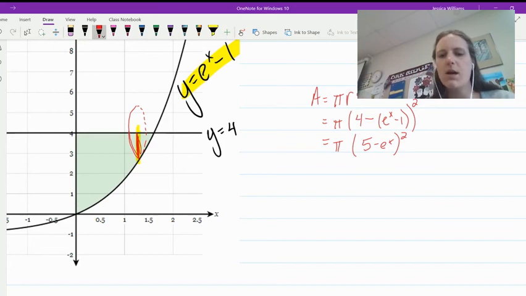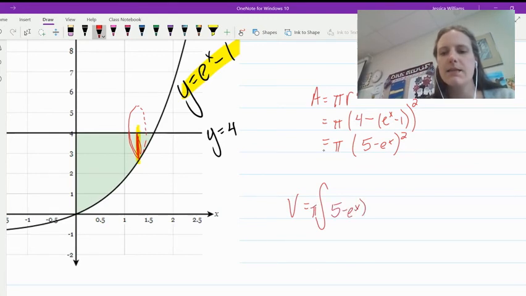We don't want the area of one. We want the volume of all of them. So we're going to add all. I'm going to put a pi outside. 5 minus e to the x, all squared, dx. dx is actually your thickness here. And then for this one, my bounds are going to start at 0, and they're going to stop here.